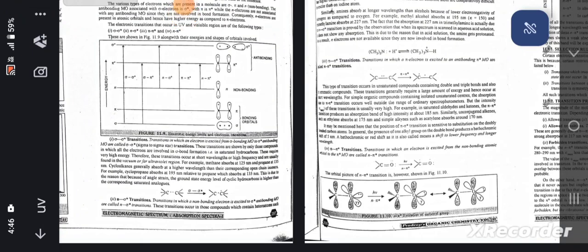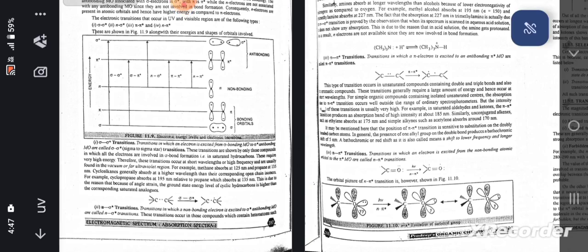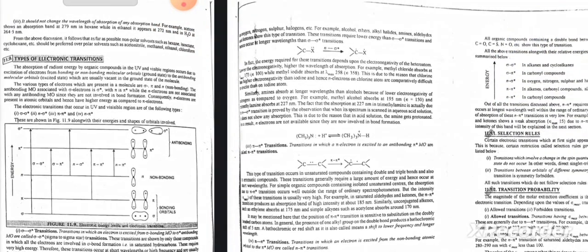The n to sigma star transitions, in which a non-bonding electron is excited to a sigma star antibonding molecular orbital, are called n to sigma star transitions. These transitions occur in those compounds which contain heteroatoms such as oxygen, nitrogen, sulfur, halogens, etc. For example, alcohols, ethers, alkyl halides, amines, aldehydes, and ketones.